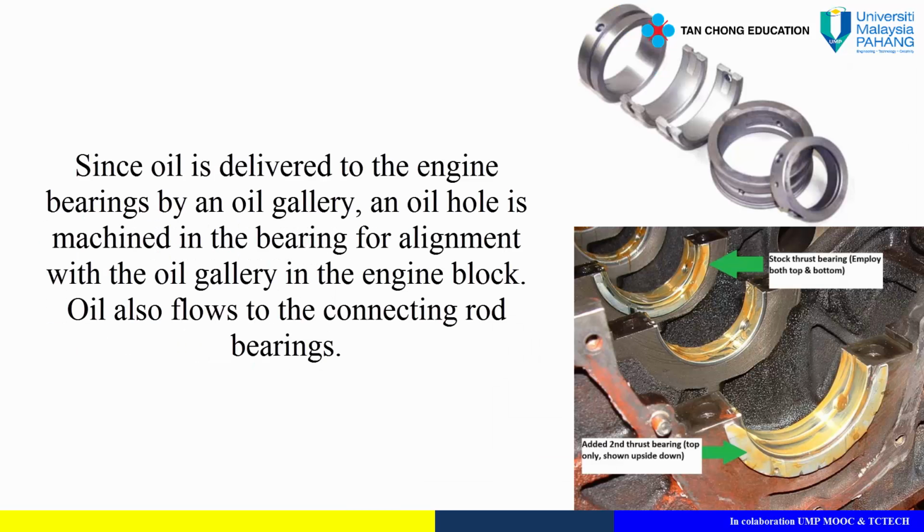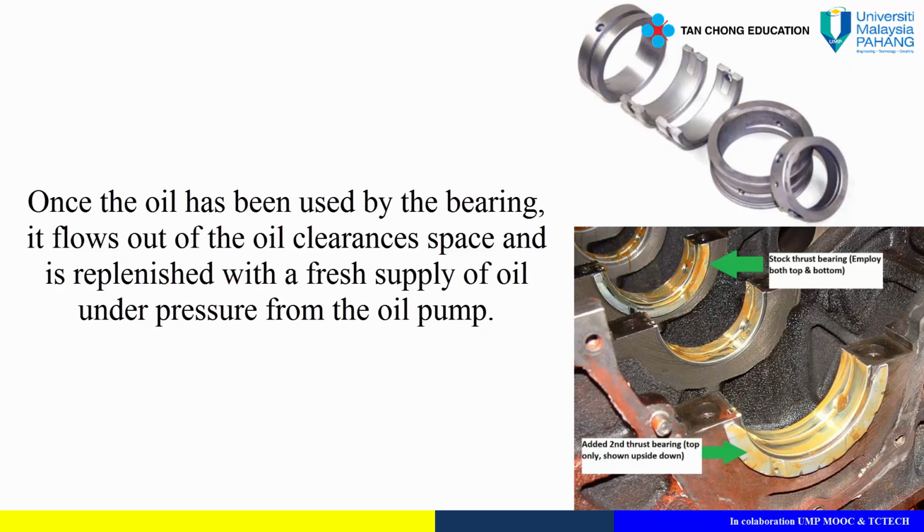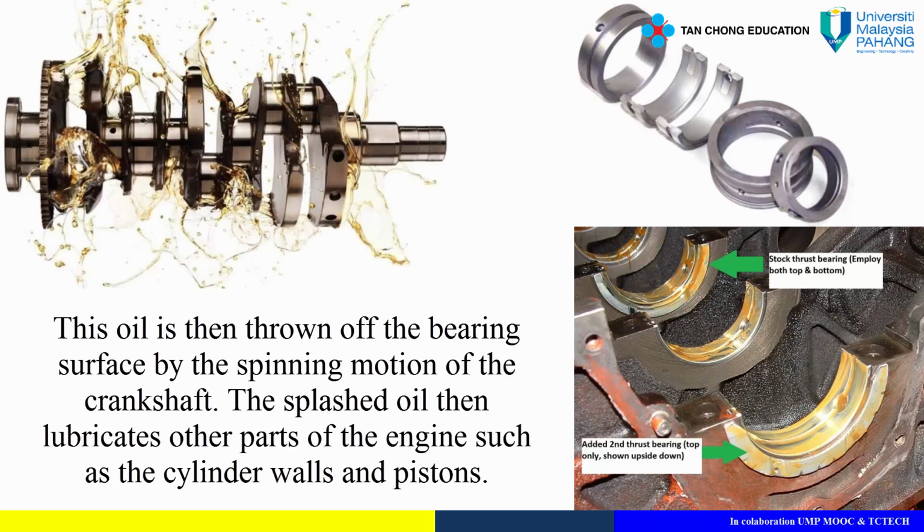Engine bearings. Since oil is delivered to the engine bearings by an oil gallery, an oil hole is machined in the bearing for alignment with the oil gallery in the engine block. Oil also flows to the connecting rod bearings. Once the oil has been used by the bearing, it flows out of the oil clearance space and is replenished with a fresh supply of oil under pressure from the oil pump. This oil is then thrown off the bearing surface by the spinning motion of the crankshaft. The splashed oil then lubricates other parts of the engine, such as the cylinder walls and pistons.